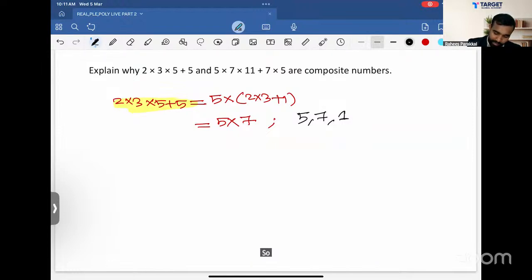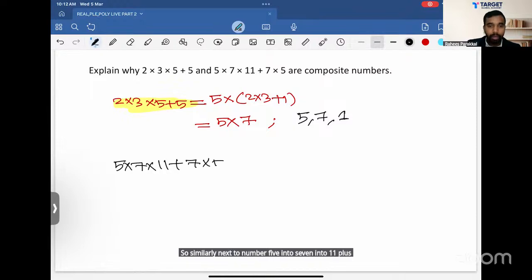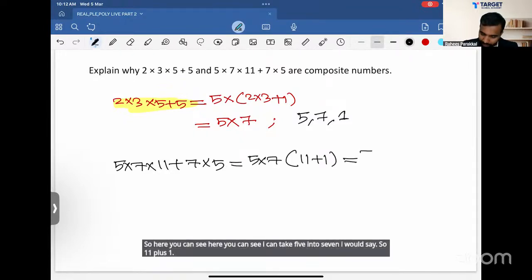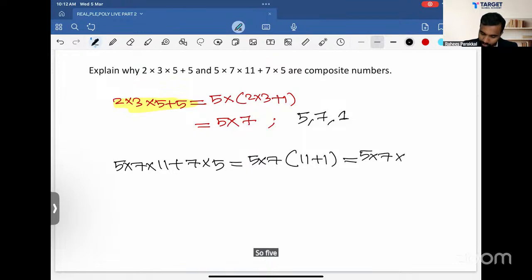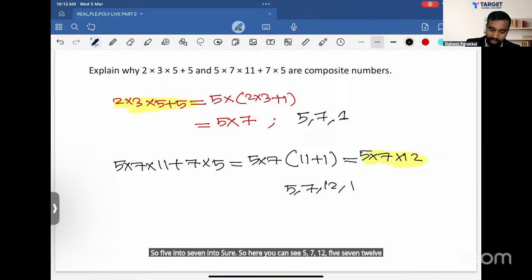Similarly, the next number is 5 into 7 into 11 plus 7 into 5. Here you can see I can take 5 into 7 outside. So 11 plus 1, that is 12. So 5 into 7 into 12. Here you can see 5, 7, 12, and 1 are the factors.